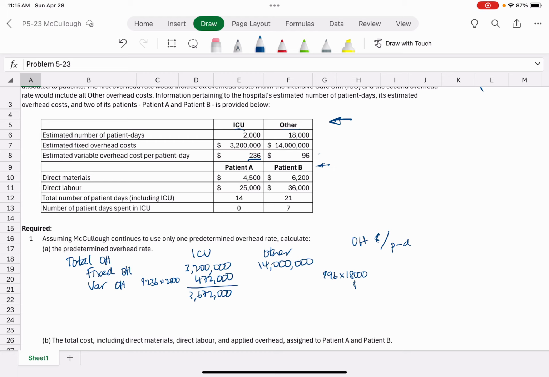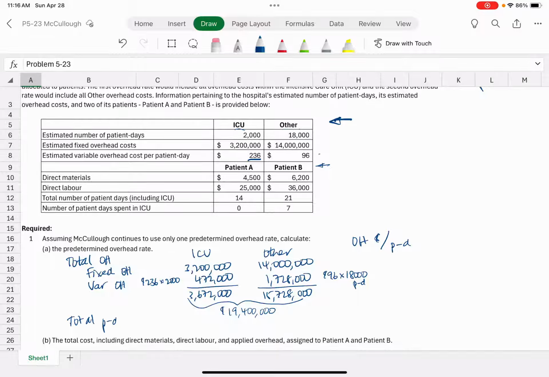In the rest of the hospital, the variable overhead costs are just $96 per patient day, and we had 18,000 patient days in the rest of the hospital. 96 times 18,000 is $1,728,000, which adds up to $15,728,000. So our total overhead, we would have to add these two together, works out to $19,400,000. Okay.